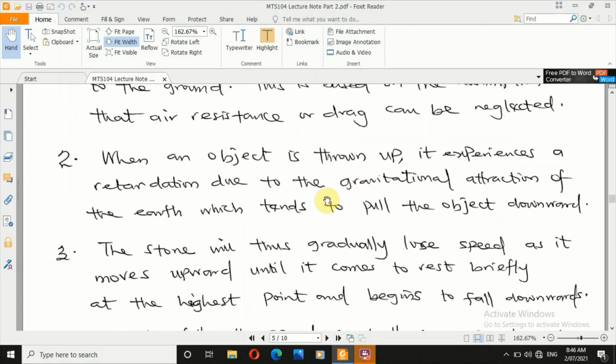Let's go to number 2. When an object is thrown up, it experiences a retardation due to the gravitational attraction of the Earth, which tends to pull the object downward. As we are standing on the surface of the Earth, there's a law that says, let me say it in Yoruba. Okay, many of you don't know Yoruba, though. Let me proceed. It just says that if an object is thrown up, there is a kind of force that tends to pull every object towards the center of the Earth.